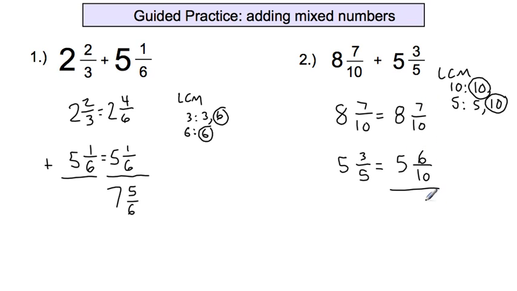Now 7/10 plus 6/10 equals 13/10, improper fraction, right? We're going to have to deal with that in a second. And then 8 plus 5 equals 13. So it's 13 and 13/10. Well, you can't have an improper fraction and think that that's the simplest form.